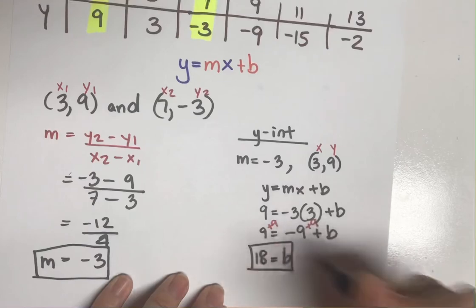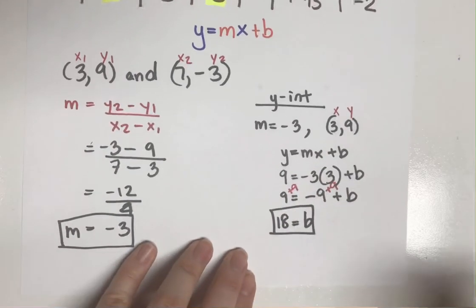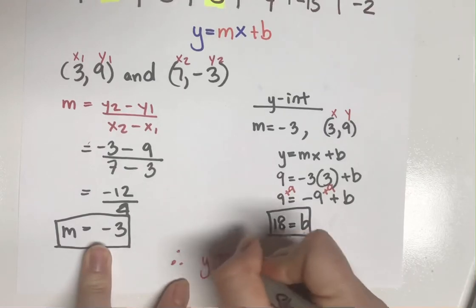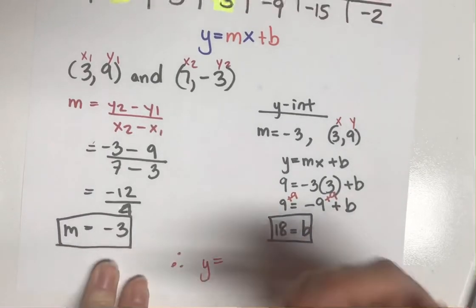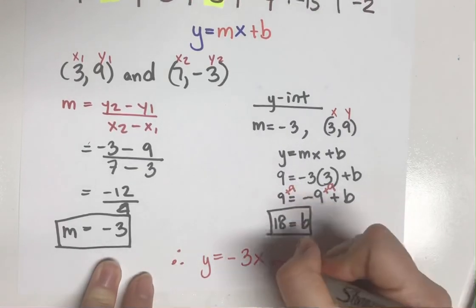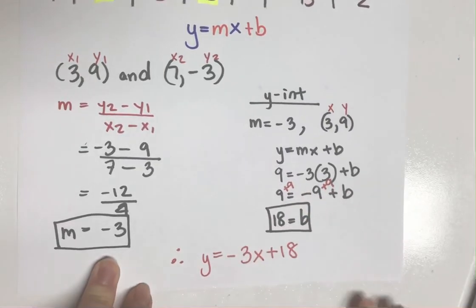So there's my y-intercept. So my equation: y equals m, so m is -3, x plus b, which is 18. There's my equation. And I can verify that that is what it looks like if I were to plot the points on a graph and make the line in Desmos.